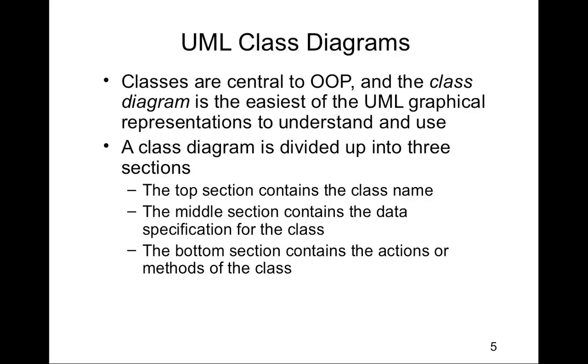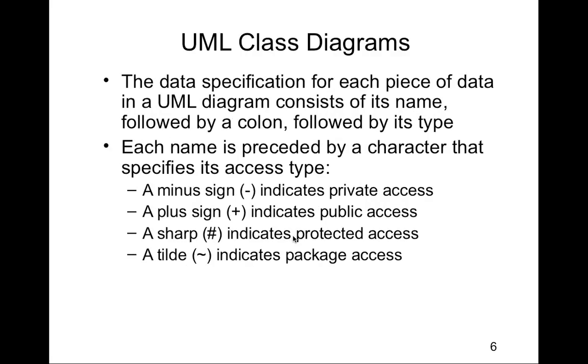It's divided up into three sections. The top section contains the class name, the middle section contains the data specified for the class, and the bottom section contains the methods. In terms of the specifications, the data specification for each piece of data in the UML consists of its name followed by a colon, followed by its type, and each name is preceded by a character that specifies the access type. So it's really the specification file that you're building.